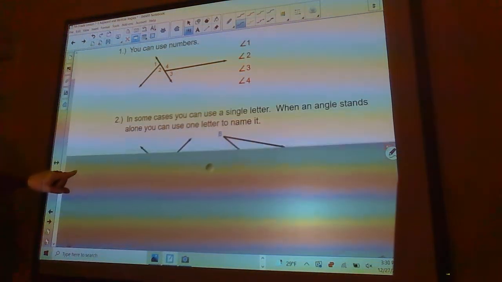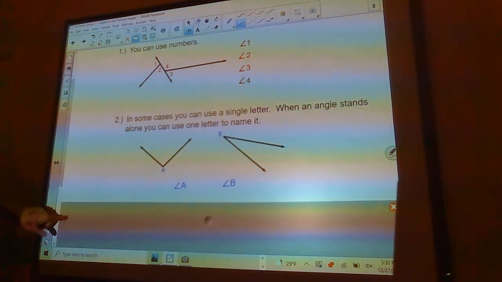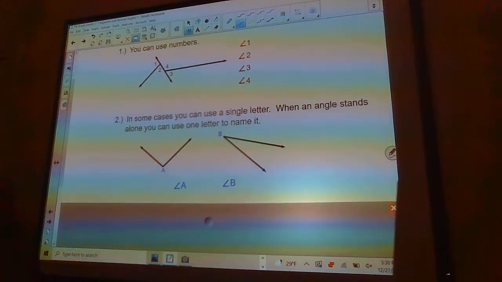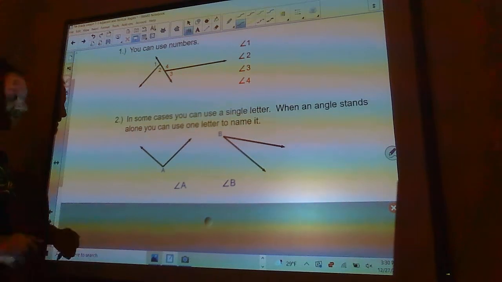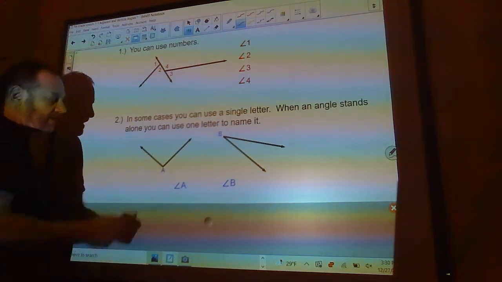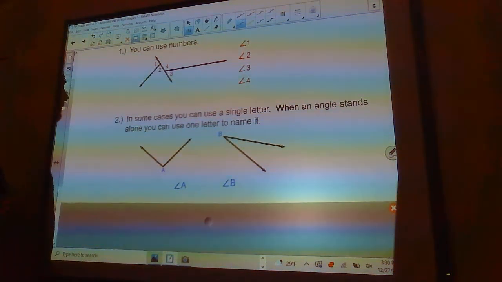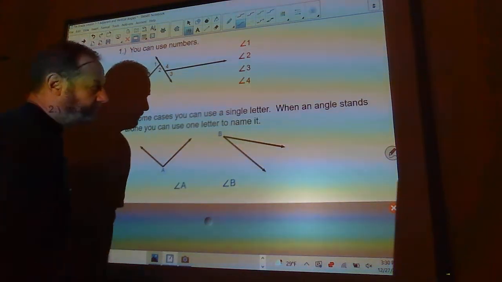Sometimes it's not convenient to do it that way. Now here, if I just got a single angle by itself, I can name it using the letter of its vertex. So here's angle A, because it's obvious what we're talking about right here. Here's angle A, here's angle B.